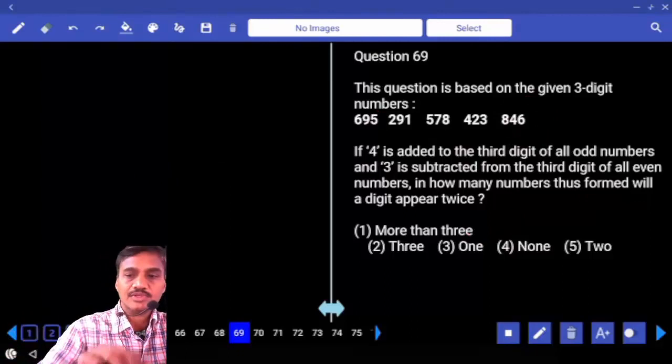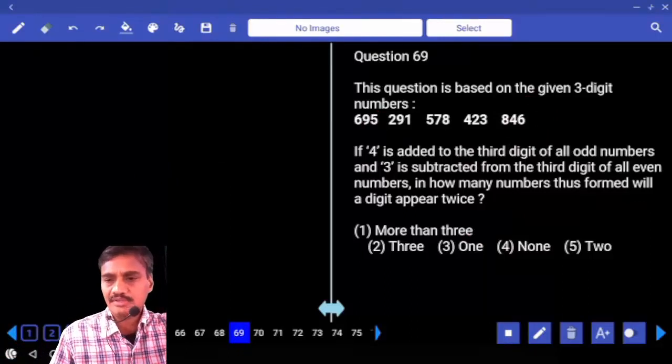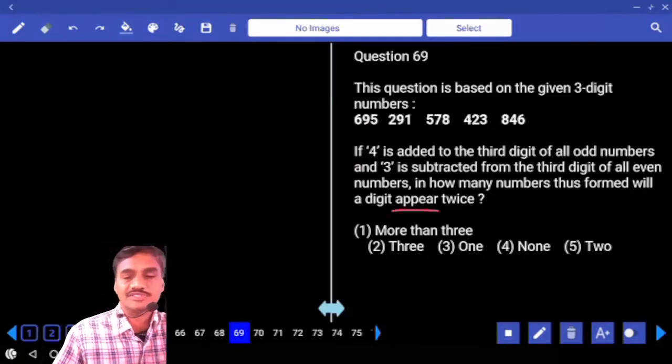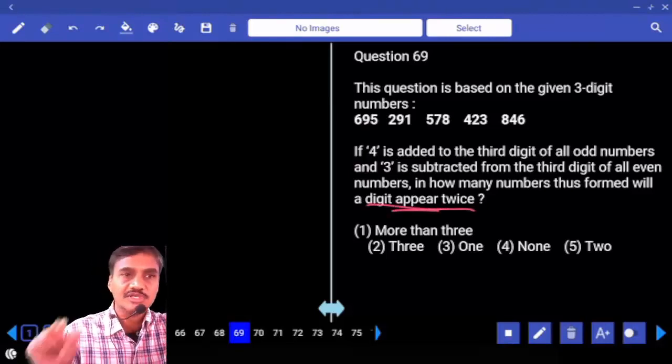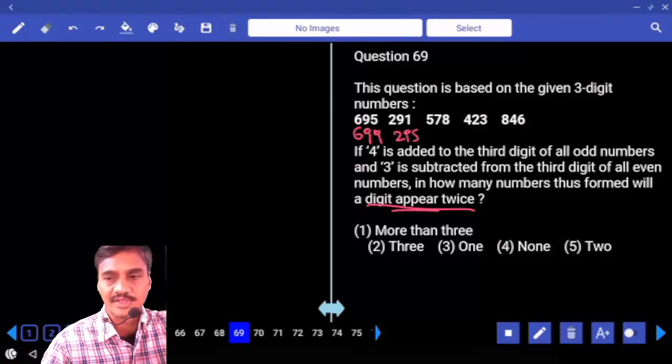And 69. 4 is added to the third digit of all the odd numbers. And 3 is subtracted from the third digit of all even numbers. How many numbers thus found will have a digit appearing twice? These type of questions, you need to write down all the numbers. And 4 is added to the third digit means this will be 699. And here 290, how much? 5. And next one 420 and 7.